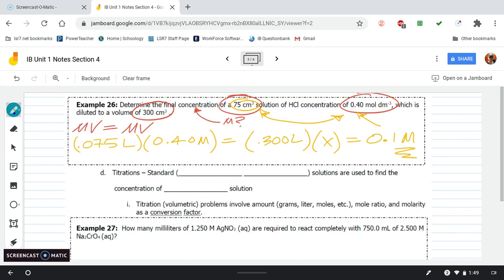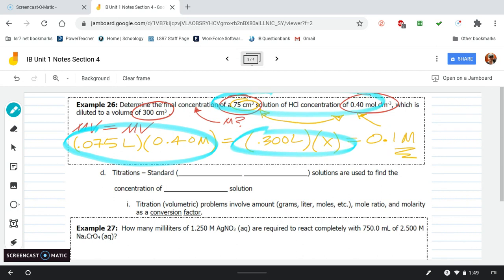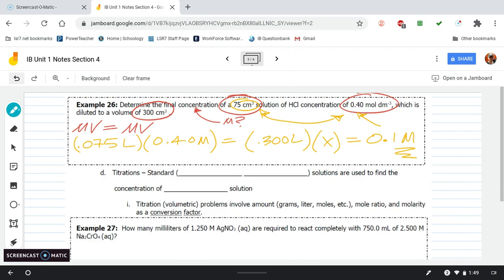And so it's just making sure that these two pieces, which are up here together, are together, and then the other two pieces, which include the x or the unknown, are together. And honestly, it doesn't matter which side you put them on as long as the ones that are together stay together.